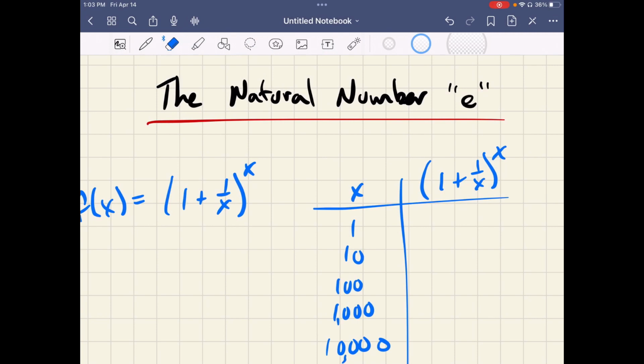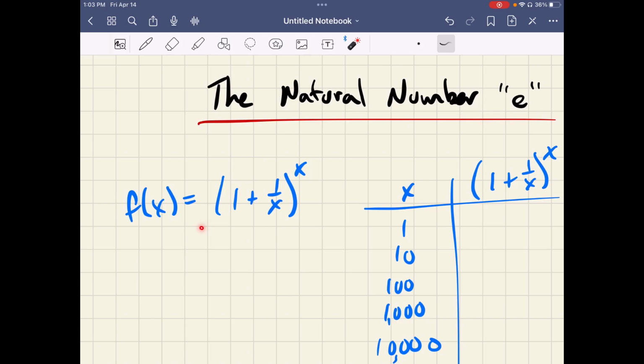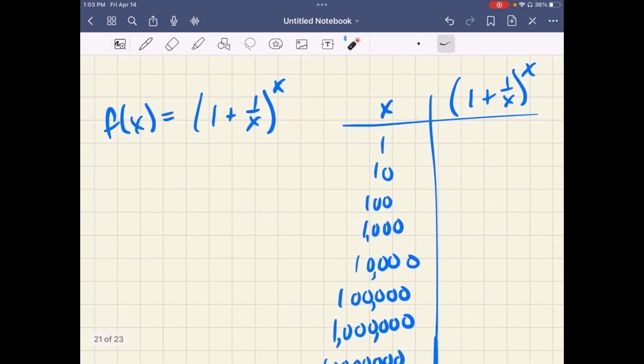In this video, we are going to talk about the natural number e, and we're going to get that by using this function here. I'm going to plug in the table of values that I've already created for us, and we're going to find out what happens as x gets bigger and bigger and bigger, or goes towards infinity. So I'm going to take this one right here, plug it into x, and evaluate.